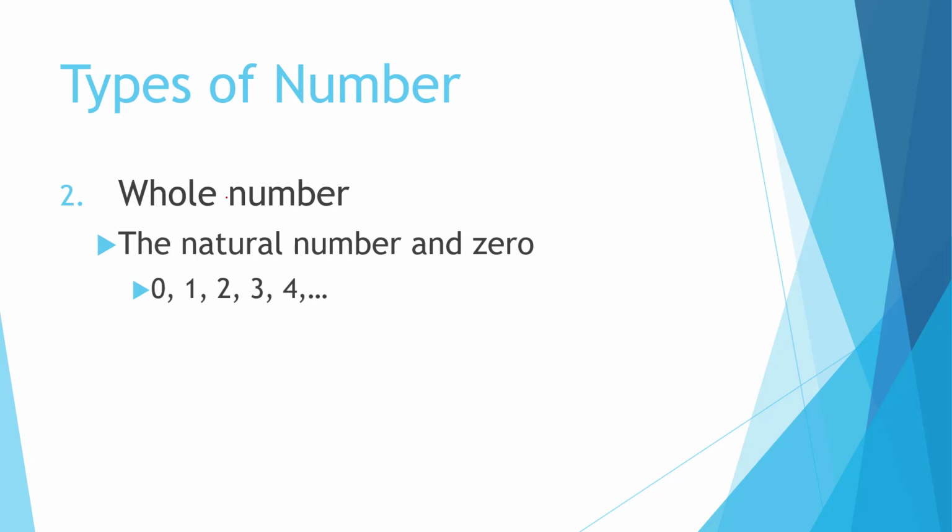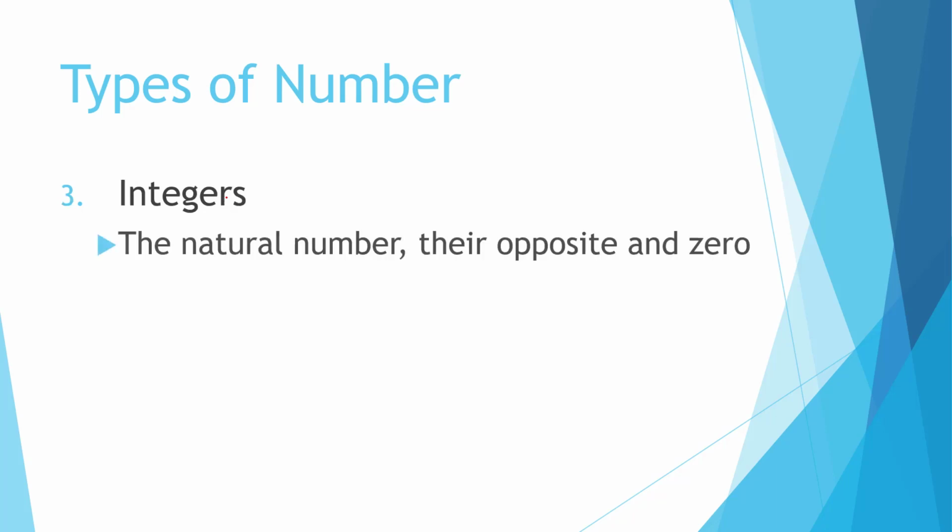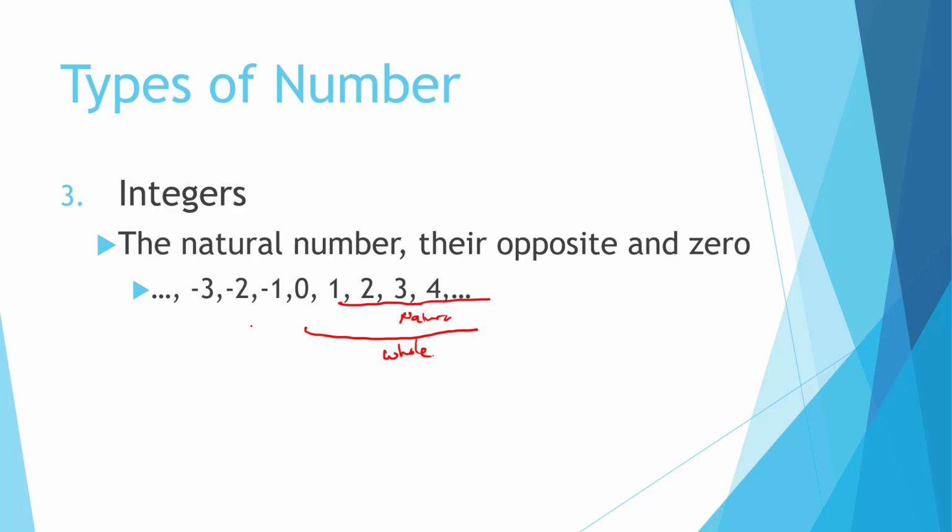Okay, and then the next one is integers. Integers are just like the natural numbers and the whole numbers, but this time you add negative numbers. So previously you started with 1, 2, 3, 4, 5, 6, 7, 8, 9, 10, and then you added 0, right? So these are natural numbers, and if you add 0, you will get whole numbers. But if you add negative numbers on the left side of the number line, you'll get integers.